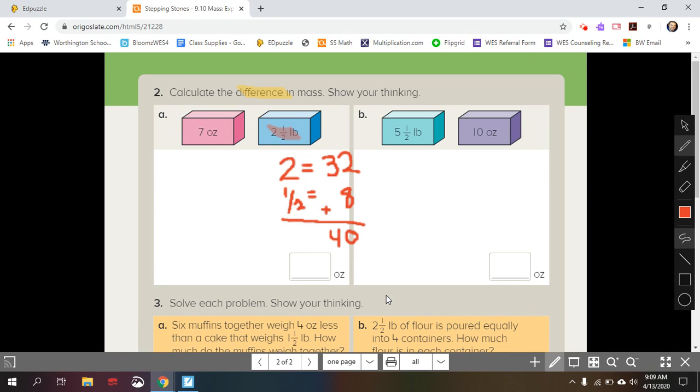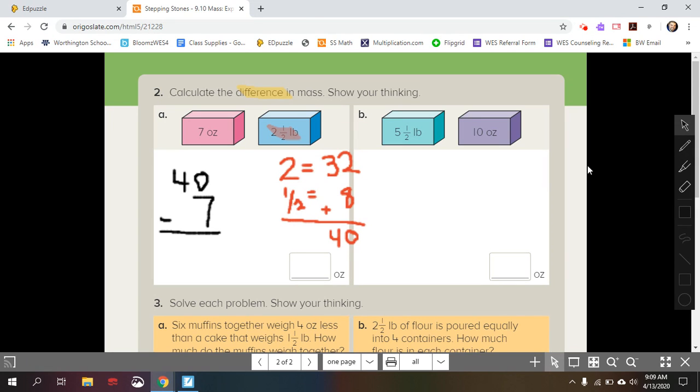So I know that this block is going to be worth 40 ounces. And now that I know that, I can go through and do the difference again because I've got both things in the same unit, or the same label. So I'm just going to do 40, take away the extra 7 in that second box. Okay, I'm going to do the same thing over here for B after you've finished A.